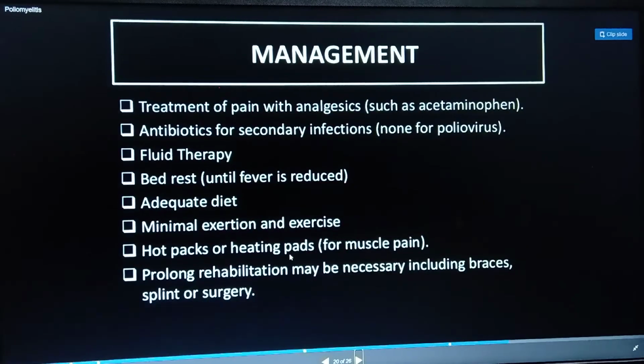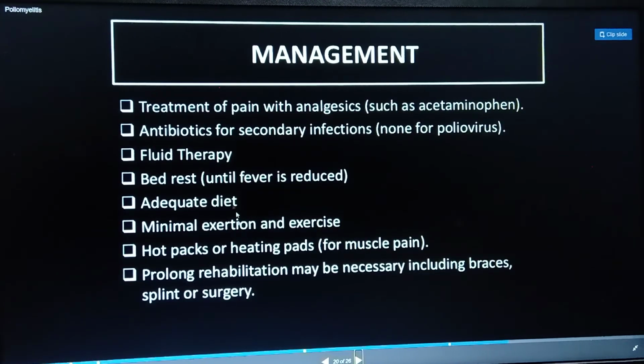And what is the management, meaning treatment? For the pain they'll give analgesics, that is acetaminophen. And for secondary infections, like we had discussed, there is no specific treatment for poliovirus, so antibiotics are preferred. And they'll give fluid therapy and bed rest because they'll have the fever, right?